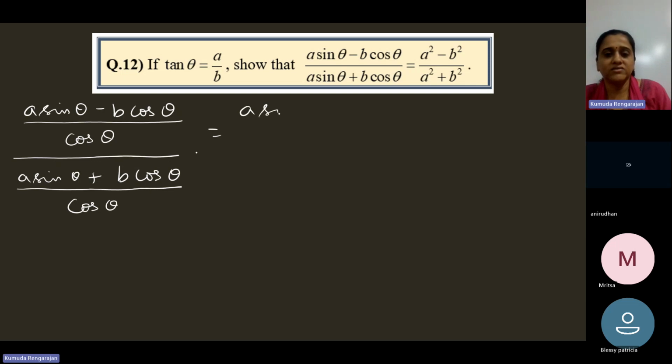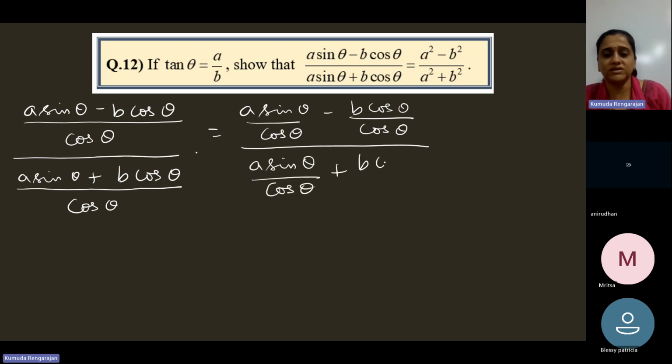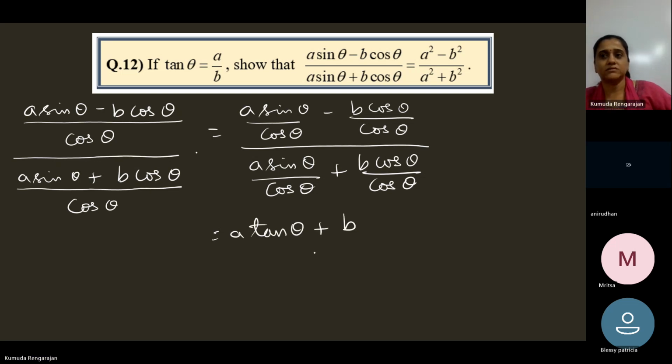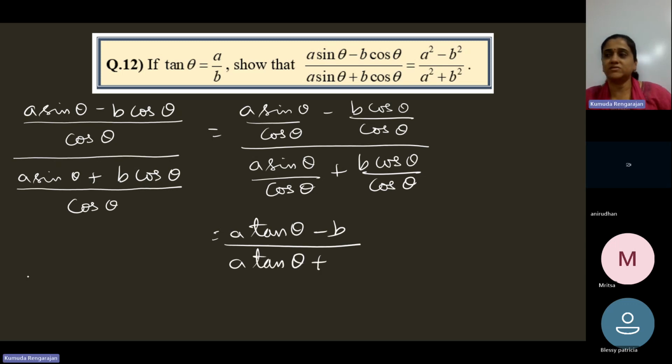So what will happen? It's nothing but a sin theta by cos theta minus b cos theta by cos theta, divided by a sin theta by cos theta plus b cos theta by cos theta. That gives a tan theta minus b by a tan theta plus b. So what have we done? We have the value of tan theta, which is a by b. We divided the numerator and denominator by cos theta. Why by cos? Because we know that sin by cos is tan. So you get a tan theta minus b by a tan theta plus b. Now what is tan theta? A by b.